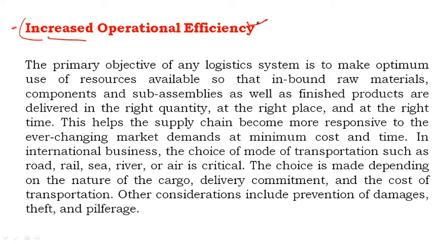As we know, whenever we talk about logistics systems or supply chain management, the primary and foremost objective is to manage inbound raw materials, components or sub-assemblies, so we can deliver the product in the right quantity, at the right place, at the right time. This helps the supply chain become more responsive to ever-changing market demand at minimum cost and minimum time. In international business, the choice of mode of transportation, whether road, rail, sea, river or air, is very critical.